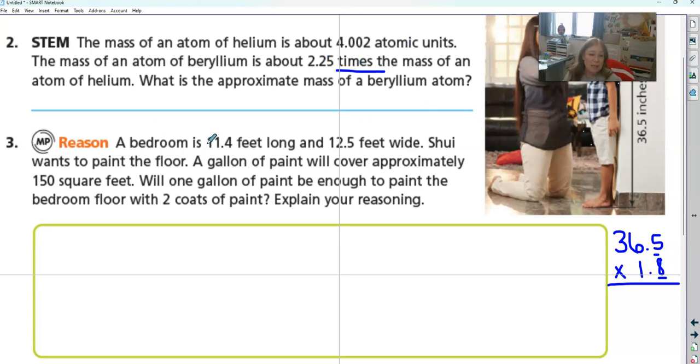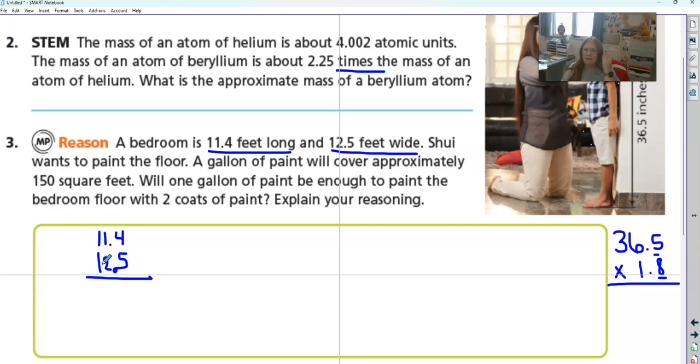Hey, a bedroom is 11.4 feet long and 12.5 feet wide. Shuey wants to paint the floor. A gallon of paint will cover approximately 150 square feet. Will 1 gallon of paint be enough to do 2 coats of paint? Okay, so area, she's got a rectangle, is base times height. So we're going to take the base here, 11.4, times how wide the floor is to get our answer first. And I'm going to get an estimate here, right?